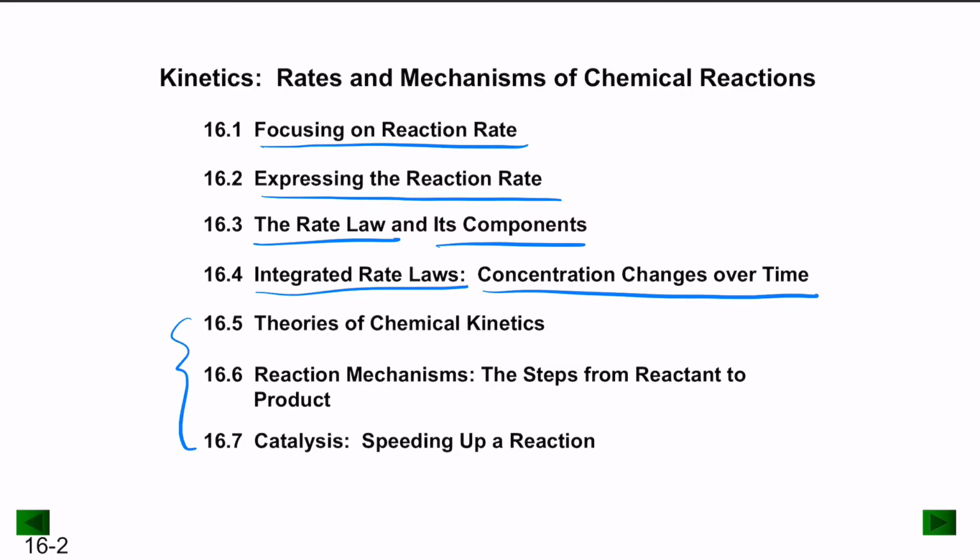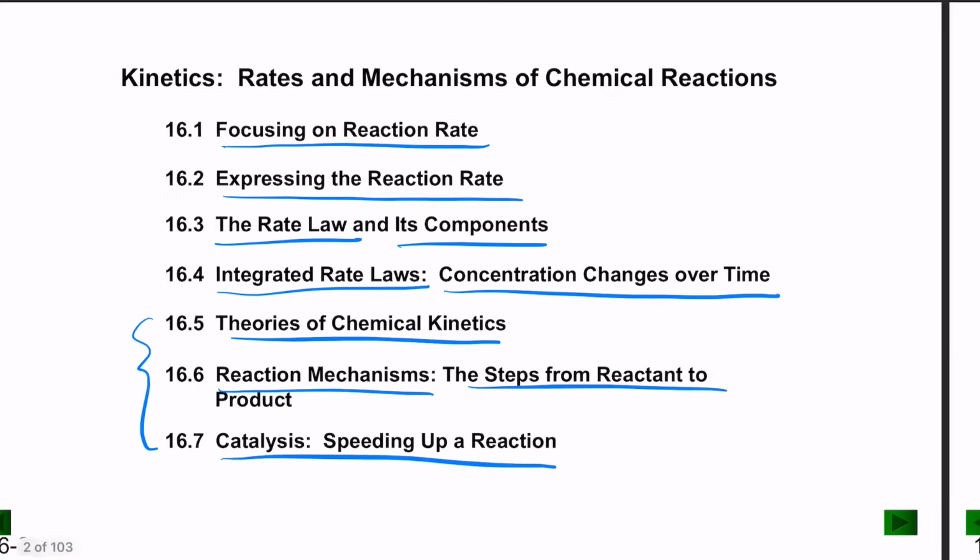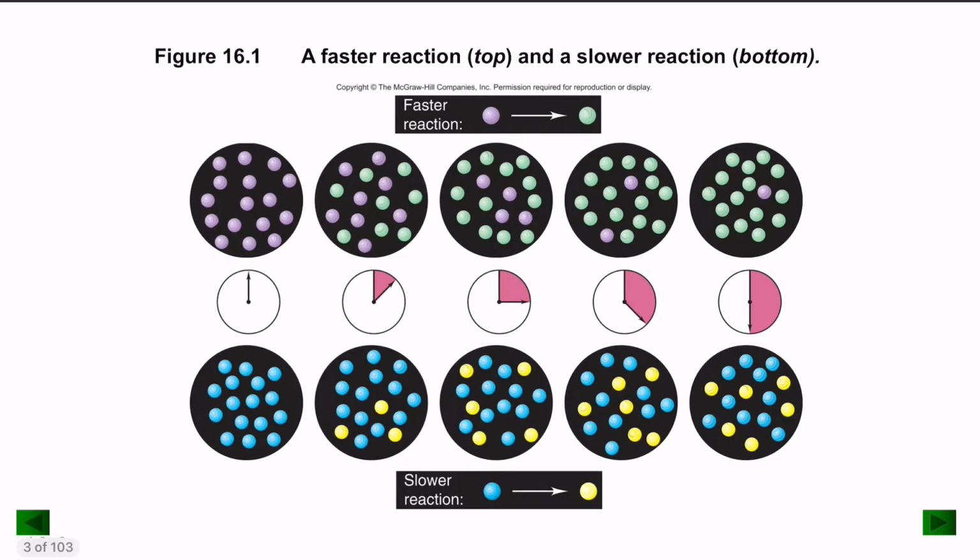And in the second lecture, we're going to discuss the theories of chemical kinetics, reaction mechanisms, and finally end with catalysis. So let's start with a reaction. What's the difference between a faster reaction and a slower reaction? Think about it this way. A faster reaction is where all of the reactant is being converted into product in a short amount of time. A slower reaction is where this is still happening, where the reactant is becoming a product, but it takes more time.